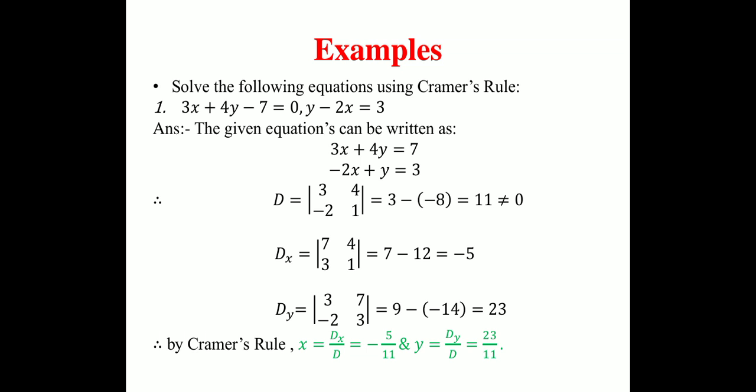We know the Cramer's rule. By Cramer's rule, x is equal to dx by d, which is equal to minus 5 upon d, that means 11, that is minus 5 by 11, and y is equal to dy by d. dy is equal to 23, d is equal to 11. So y is equal to 23 by 11.